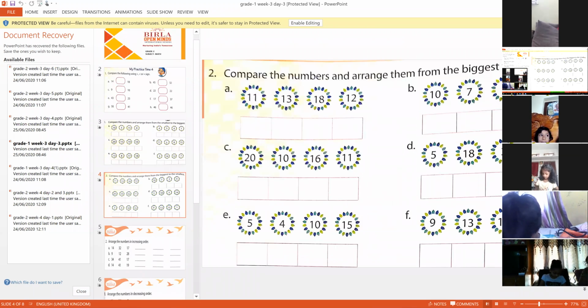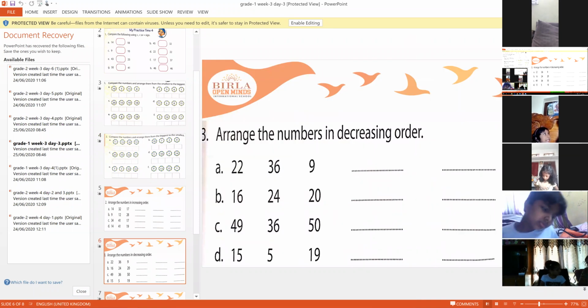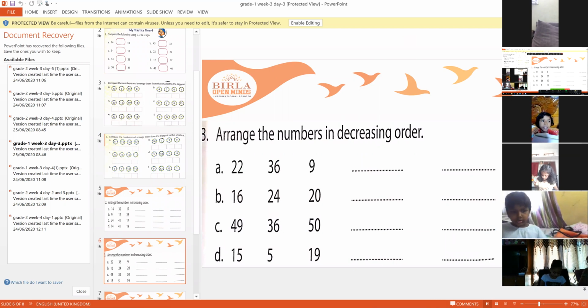You have to write the biggest number first and then you have to write the smallest number. Again, I am repeating, children, when you have to arrange the numbers in decreasing order, you write the biggest number first. Okay? Okay, fine.